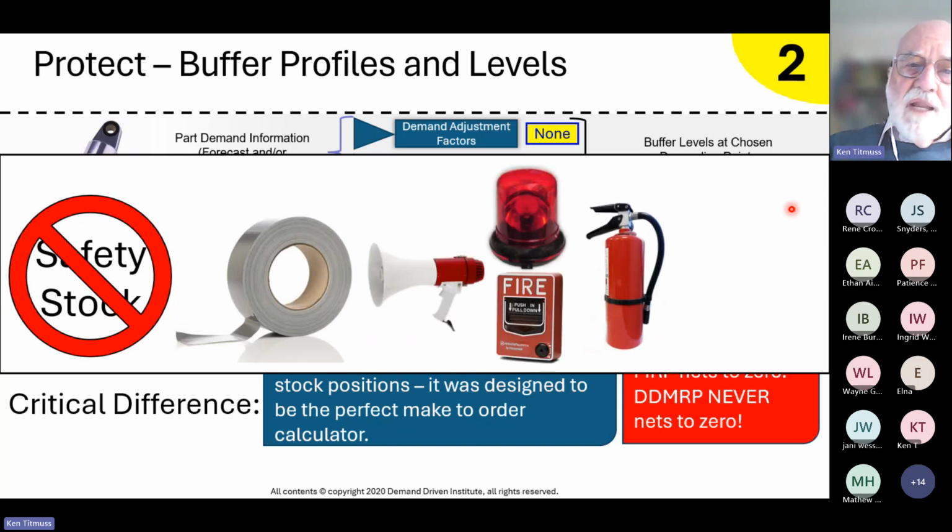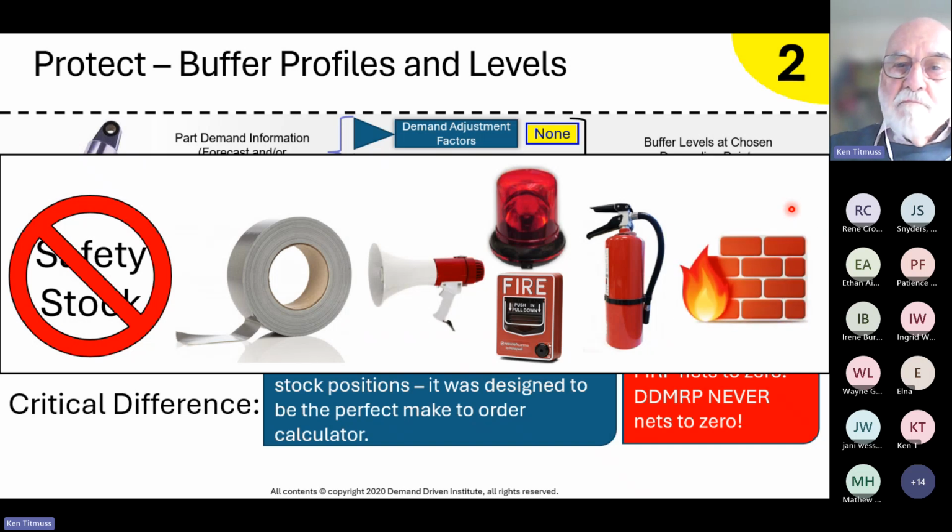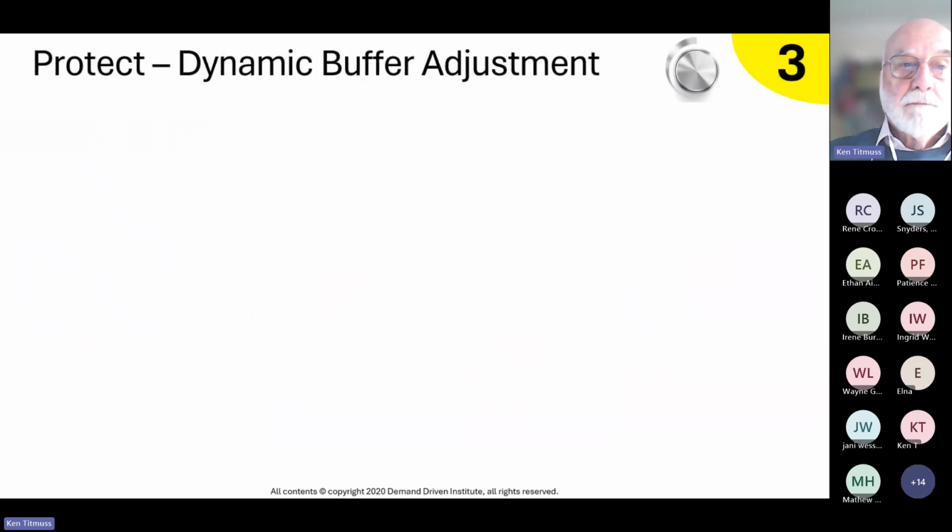One of the key points is you should always have stock in your supply chain. So it's not like safety stock, which is more like a fire extinguisher. A buffer is more like a firewall that you might have, for example, in your computer system that stops nasty stuff going from one side to the other. And we want to stop that variability and that amplification going up and down our supply chains. And a buffer does that.